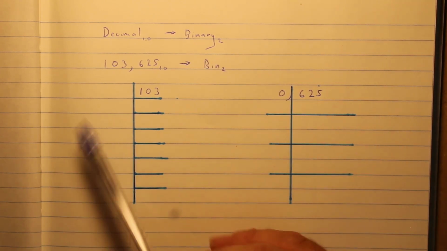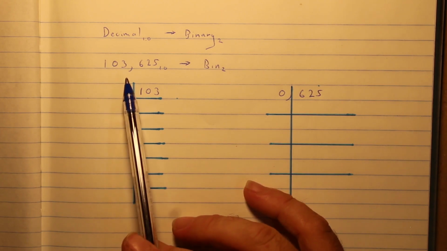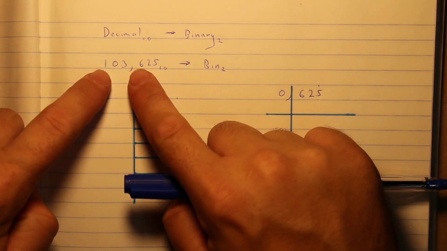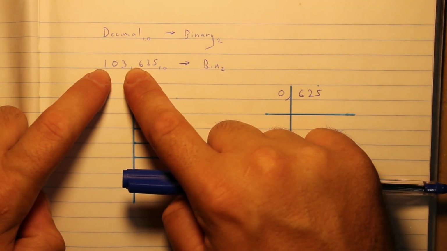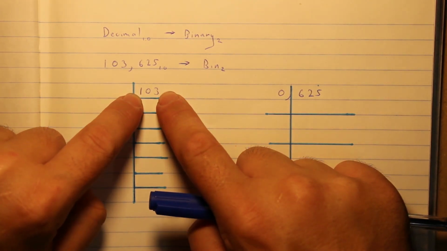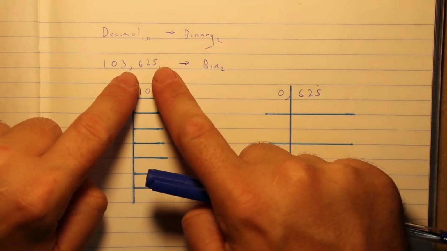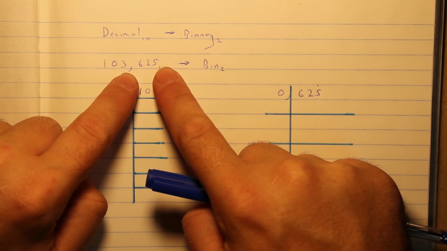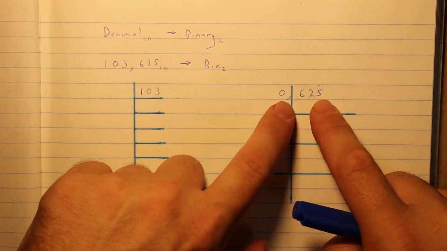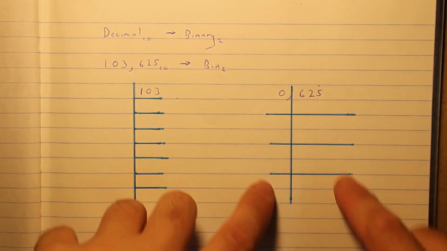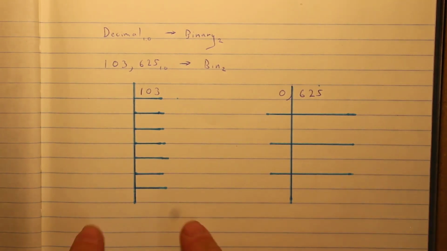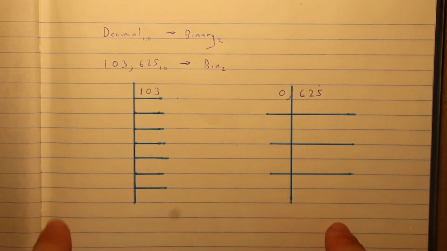How we go about this is we're going to separate the number. The whole number part, which is 103, we're going to first convert to binary. Then the fractional part, which is 0.625, we're going to convert to binary. Then we're going to get two answers, and we combine those two answers together to get the final answer.